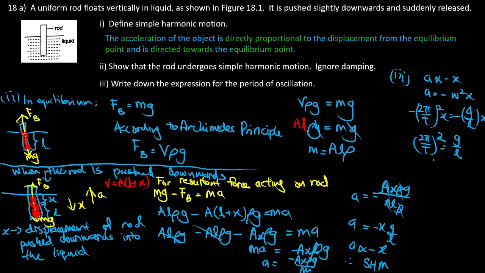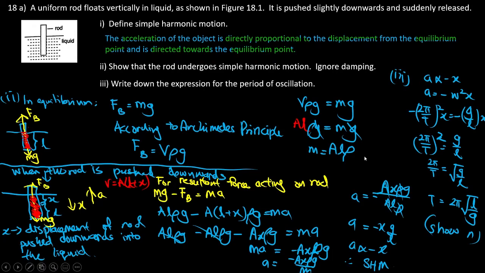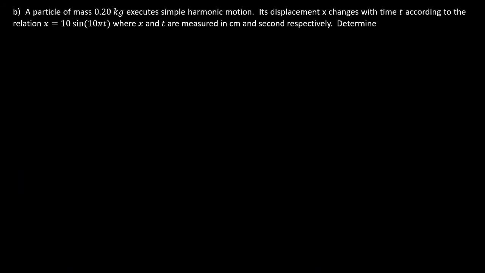So now you have your 2 pi over T as square root of g per L. Then T will be equal to 2 pi square root of L per g. So this shows that your T will be equivalent to 2 pi square root L per g. Okay, so these are the answers for your question 18. Well, next for question 3.